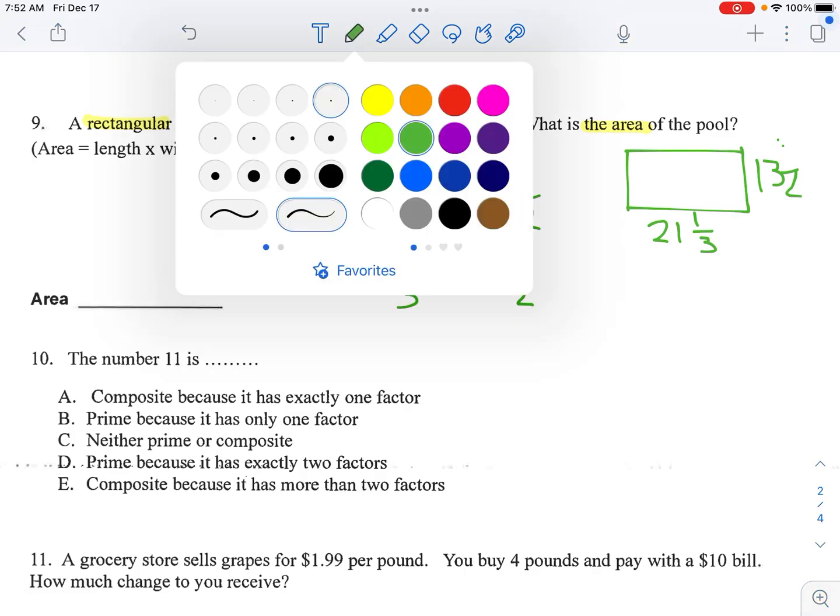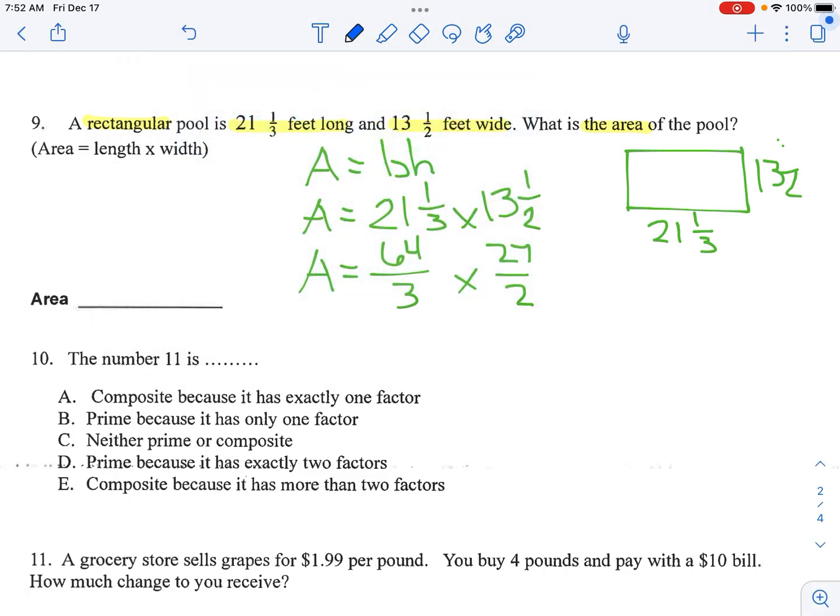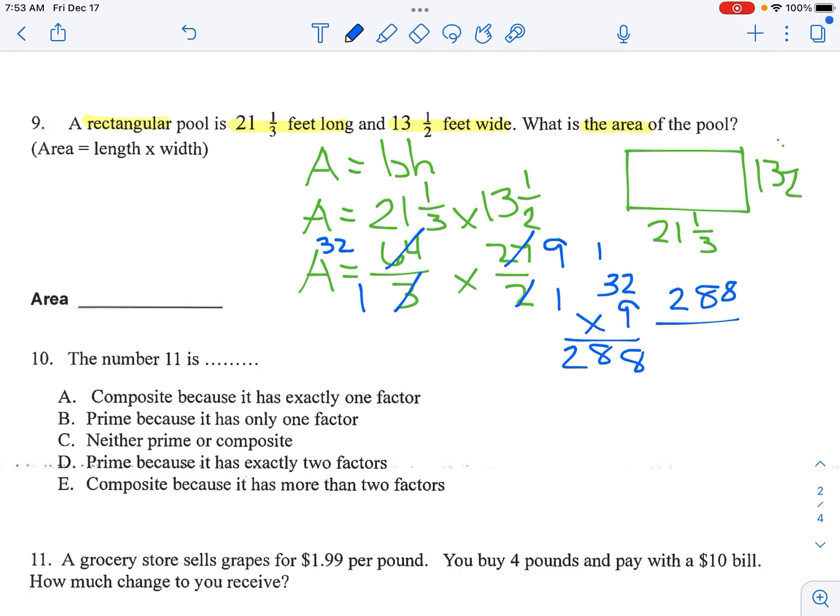Now we're going to cross cancel. I'm going to choose a different color so you can see what I'm doing here. So 3 divided by 3 is 1. 27 divided by 3 is 9. 2 divided by 2 is 1. 64 divided by 2 is 32. So now I've got 32 times 9 on the top. 9 times 2 is 18. 9 times 3 is 27, plus 1 is 28. So I've got 288, and then my denominators are 1 times 1. So that's 288 feet squared.